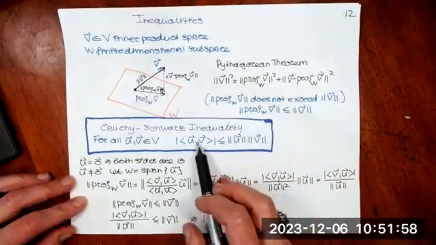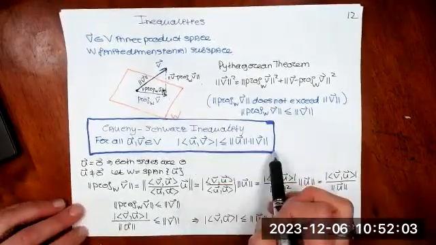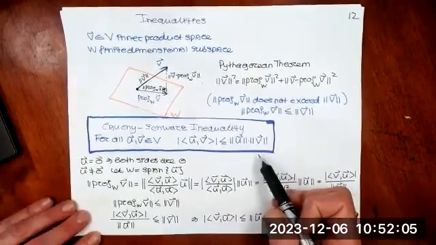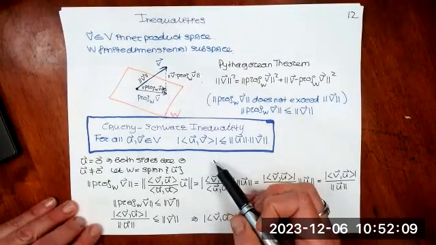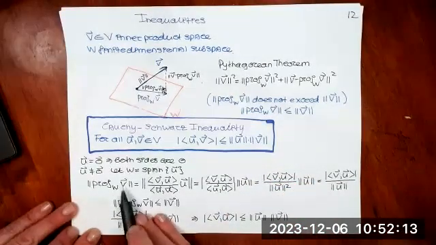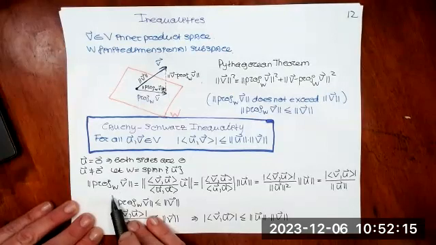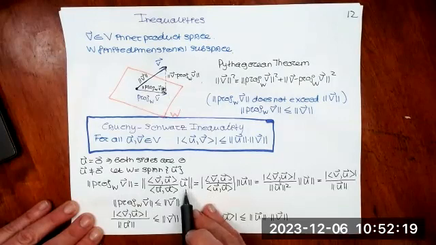If one of the vectors is 0, then it's not interesting, right? It's going to be 0 equals 0. But if I'm looking at non-zero vectors u and v, we know by the formula for the projection of v onto u that this would be the inner product of v and u divided by the norm of u.